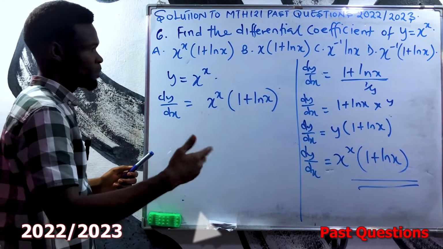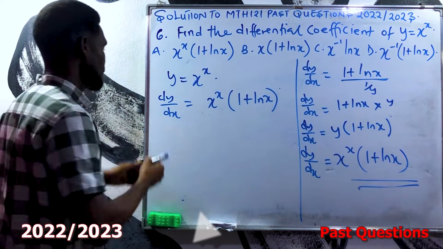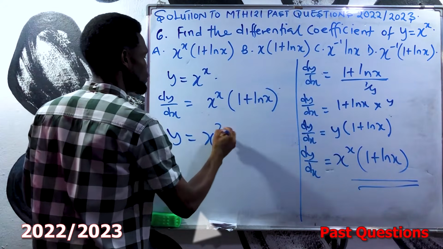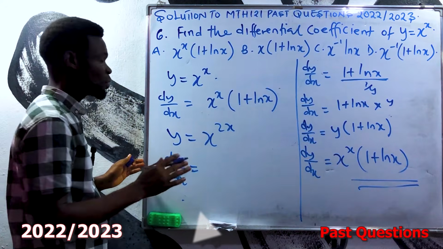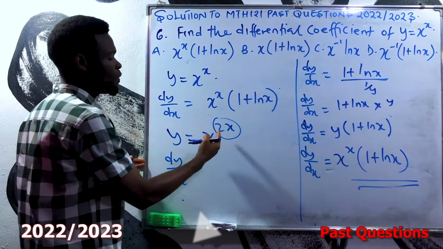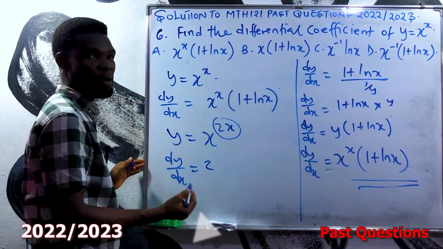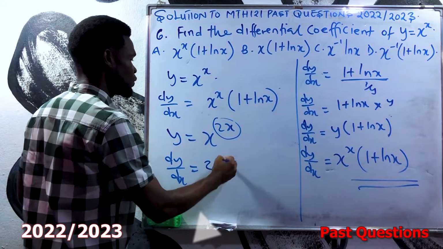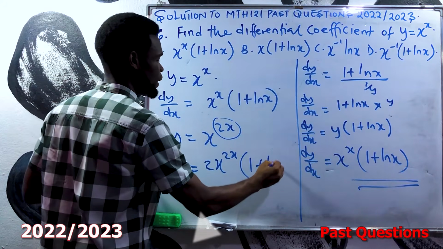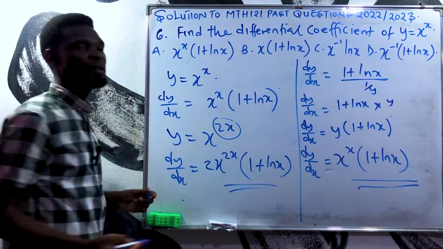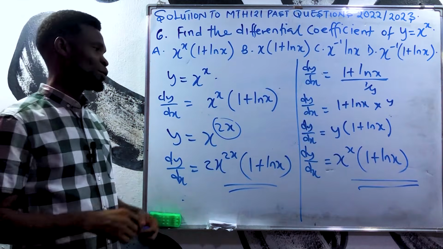So, let me add something extra now. If y is equal to x raised to the power 2x, then dy dx is equal to, it's very simple, the shortcut: differentiate the power. The derivative of 2x is 2. Step 2, repeat the entire function, x raised to the power 2x. Step 3, include 1 plus ln x. And that is exactly how you get this done.